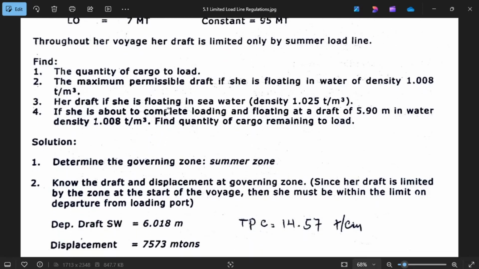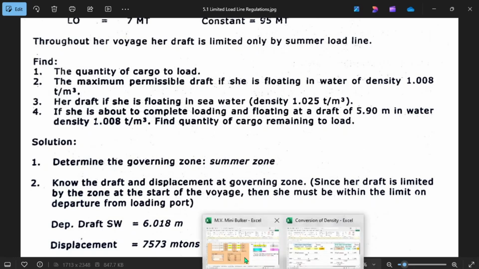Okay, this is now the solution. Determine the governing zone. The governing zone is summer zone, so the loading port is within the summer zone. Number 2, know the draft and displacement of the governing zone. Since her draft is limited by the zone at the start of the voyage, she must be within the limit on departure from the loading port. So what is her draft in summer zone? Her draft in salt water of summer zone is 6.018, the displacement is 7573, and the TPC is 14.57. So let's check this one, guys, and see if it is correct.